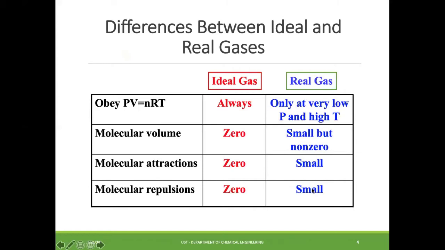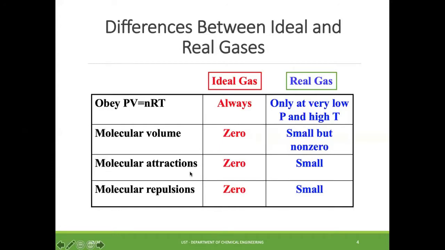Now, if we differentiate ideal and real gases, in terms of the equation, the ideal gas always follows the limiting equation. But for real gases, this is only applicable at very low pressure and high temperature. In terms of molecular volume, we are considering gases as point particles, so it is 0 for ideal gases, but for real gases, it's small but non-zero.